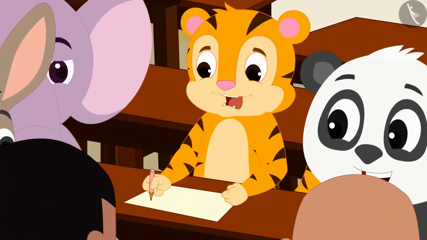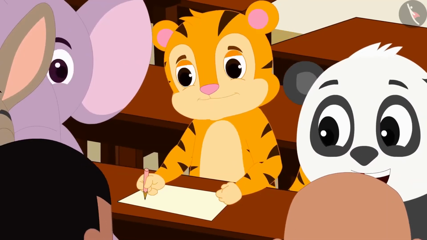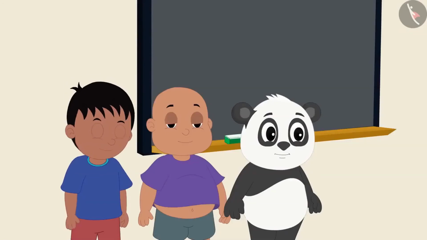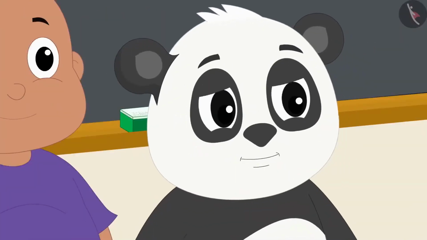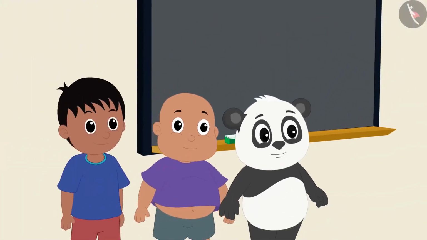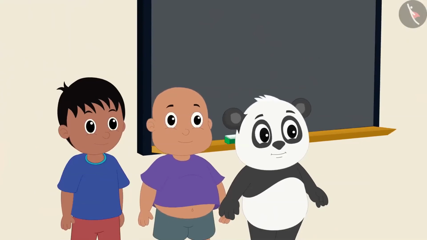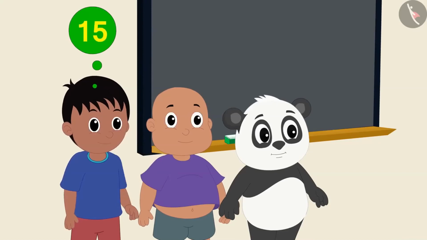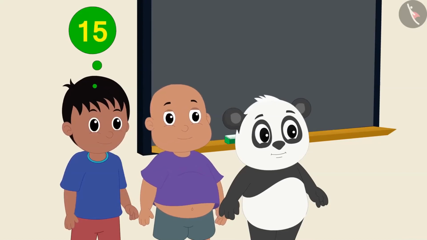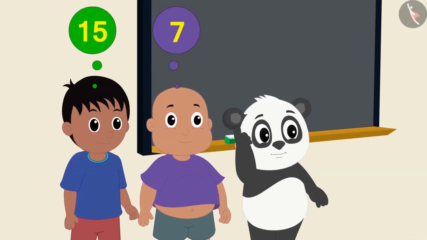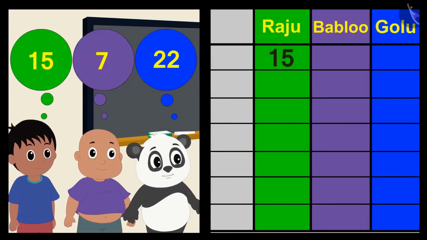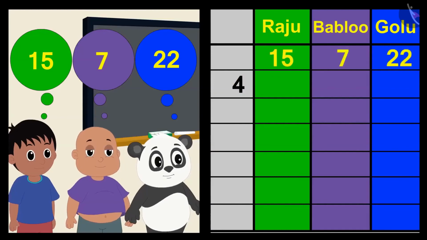Guys, I'll show you magic. Sher Khan is telling the rest of the children. Raju, Bablu and Golu, the three of you think of any number. As soon as Sher Khan said that, Raju thought of this number, Bablu thought of this number and Golu thought of this number. Now multiply your number by 4.